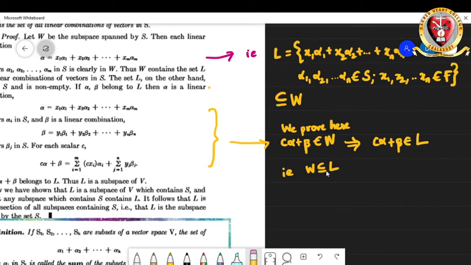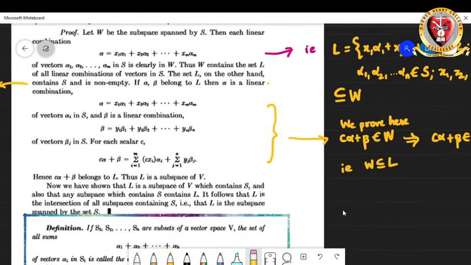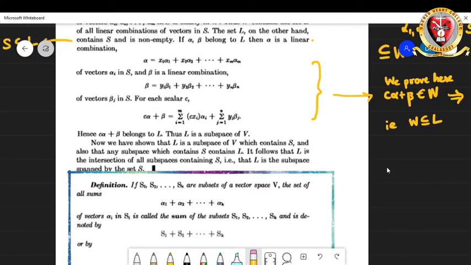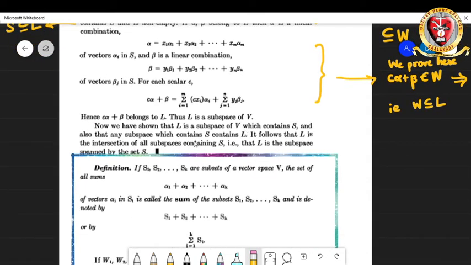That means W subset of L, so L is equal to W. To end the proof, now you have to show that L is a subspace of V which contains S, and also that any subspace which contains S will contain L. It follows that L is the intersection of all subspaces containing S. That is, L is the subspace spanned by the set S.